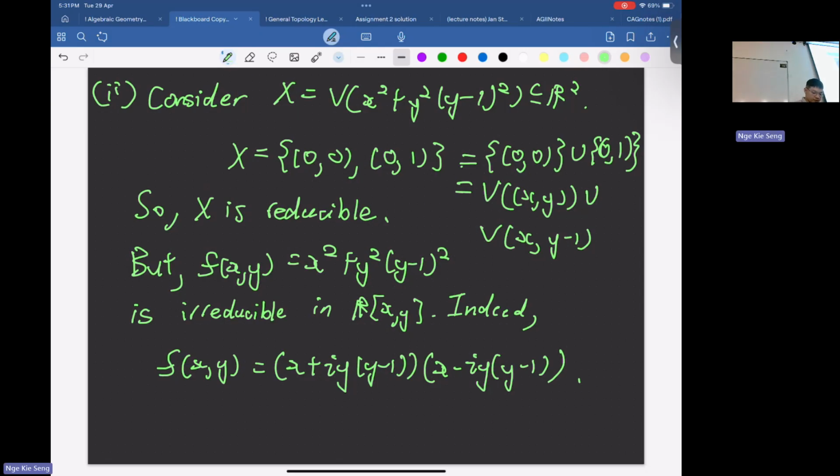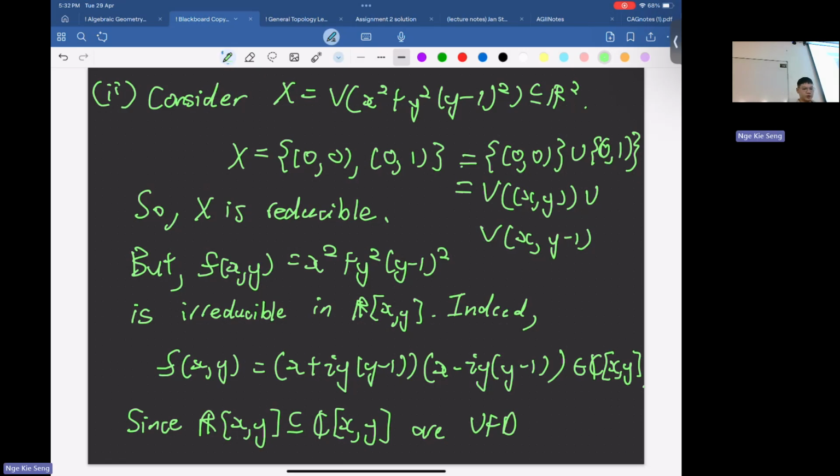So in this case, this is when we view it in C adjoint x, y. We change the scalar field to complex. We need this complex number here. So if you say that this factorization could be done in C adjoint x, y, but we know that R adjoint x, y also lives inside C adjoint x, y. And they are UFDs.